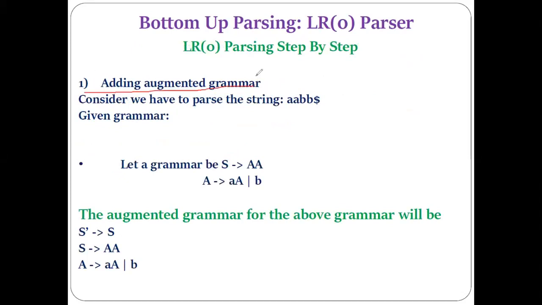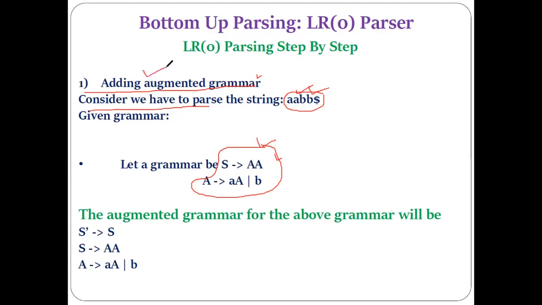Okay, let's see the example. The first step is adding the augmented grammar. Consider we are given the string AABB. This string has to be parsed using the LR0 parser, that is, we have to check whether this string is syntactically correct or not. For that purpose, we have been given this grammar: S derives AA, A derives AA or B.